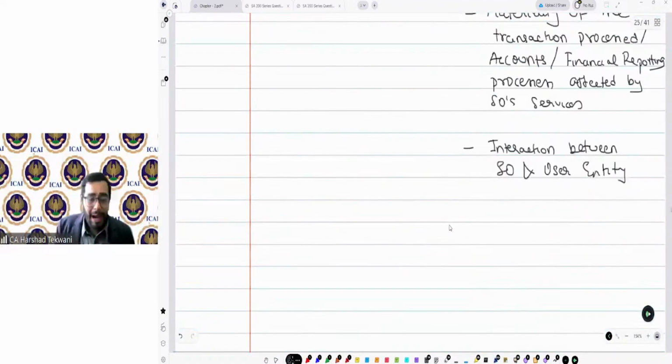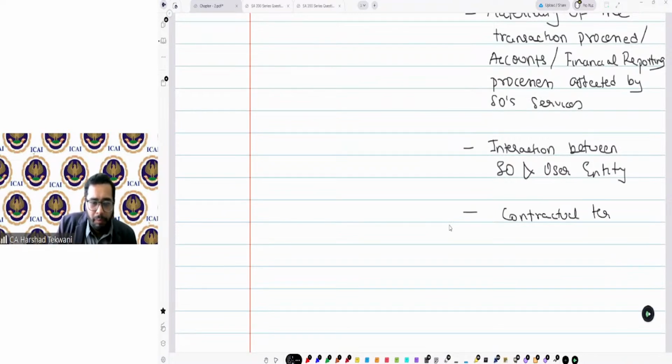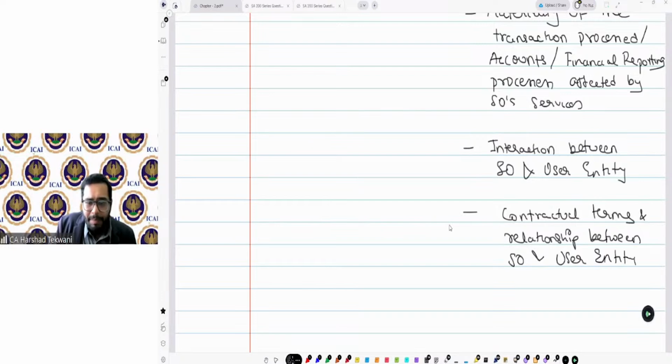Understand the contractual terms and the relationship between service organization and user entity. Relationship means whether they are related party or unrelated party, what is the contractual term, who is liable for processing, who is required to check the data sanity, accuracy, or completeness. So whose responsibility is what? That will be covered under the contractual terms.